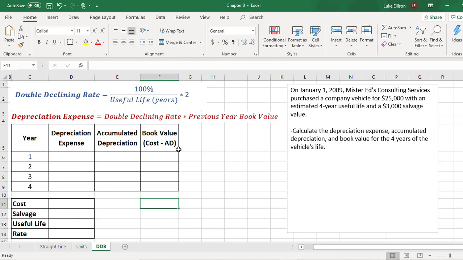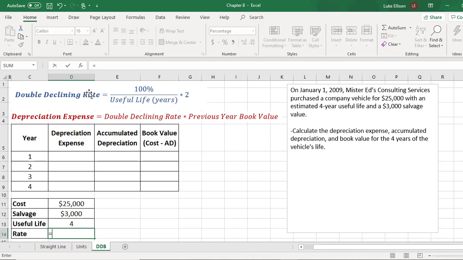So the first thing we should do is just copy down the relevant information. The cost is $25,000, the salvage value is $3,000, and the useful life is 4 years. Now to calculate the rate, we need to take 100% or 1, divide that by the useful life, which is 4 years, and multiply that by 2. And that tells us that the double declining rate is 50%.